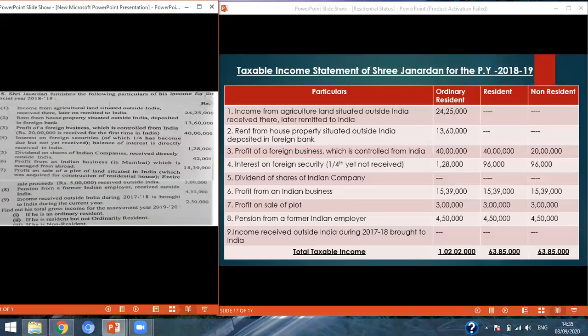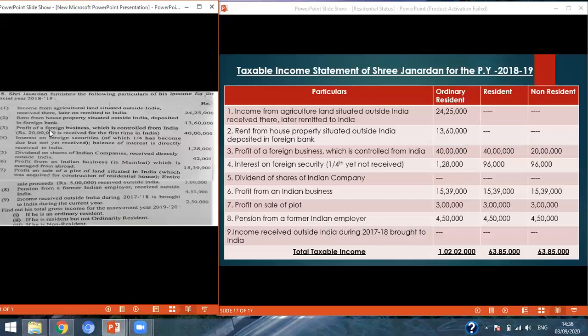So it is not earned in India, it is not received in India, the business is also not controlled from India, and it is not remitted in India in this previous year. So this will come under the fourth one. The fourth one is for ordinary resident only, it is taxable. The rest of the two will be non-taxable, tax-free. So 13,60,000 we will write down in the ordinary resident column only.